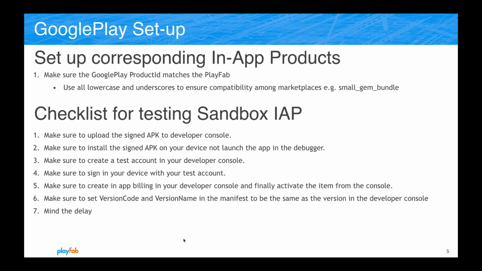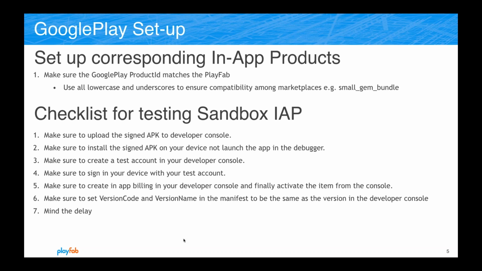Once those are set up, you can create the in-app billing for your developer console. This is creating the item, making sure the item ID matches the PlayFab side, and then activating that item once you create it. When you create it, by default I believe they're listed as inactive, and you select a drop-down list to the right of that item and you can activate it from within the store. Once that is set up, you are, in theory, good to go for the item.